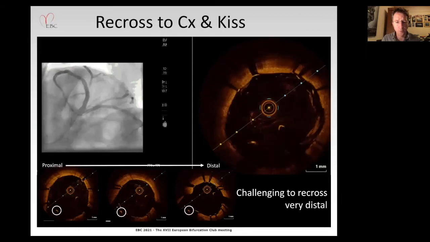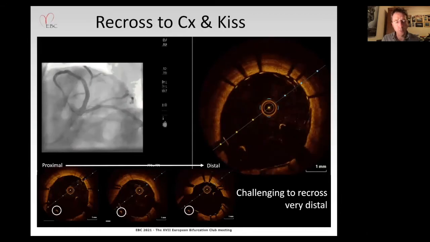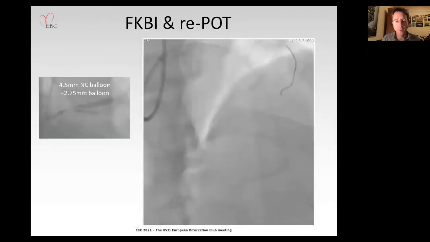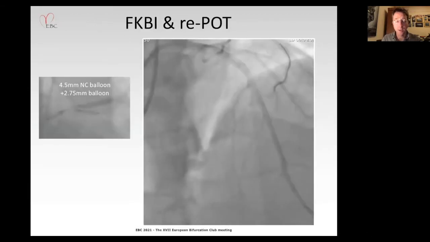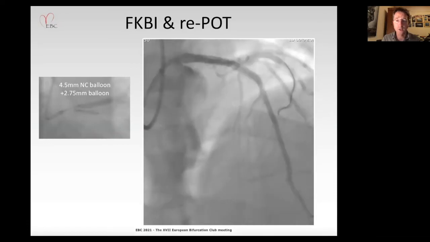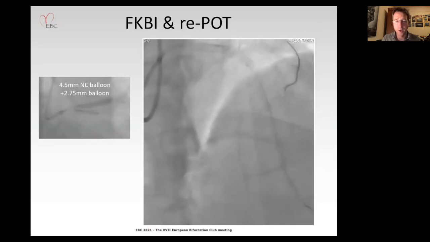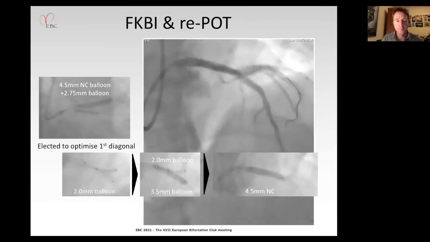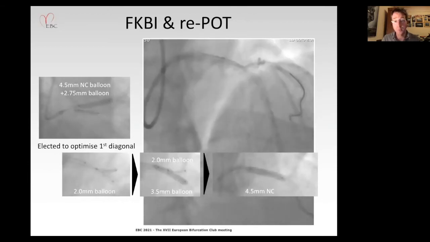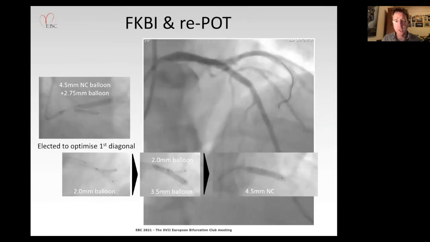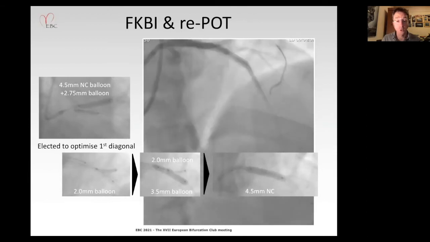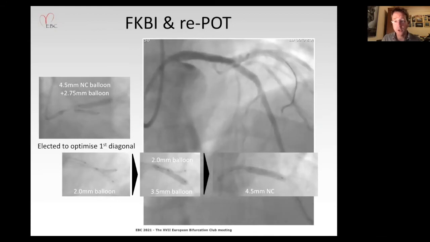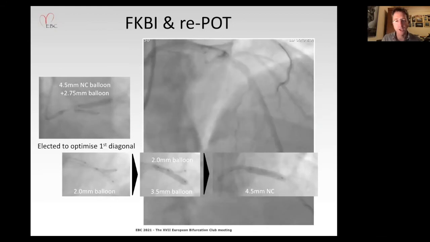challenging in this example, and took multiple passes, and I never quite got as distal across as I was hoping to achieve. But ultimately, accepting the passage that I achieved, I undertook a 4.5 by 2.75 kissing inflation to clear the struts across the circumflex. And then went on, due to pinching of the diagonal branch that you can see in that cranial projection, to also kiss into the diagonal, again making use of this Tansei technology, which is advantageous in bifurcation.